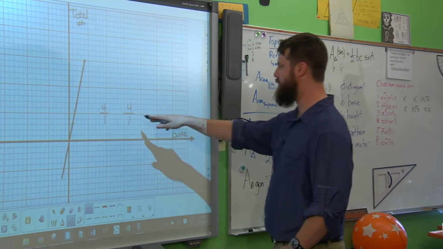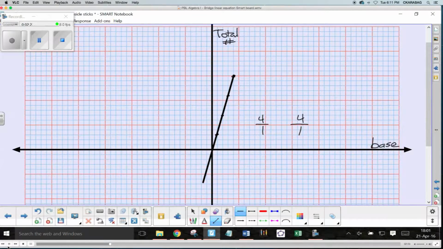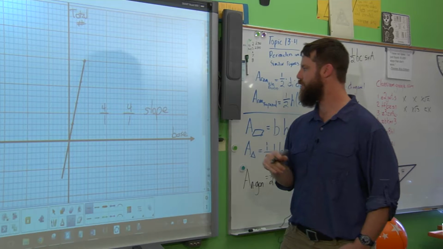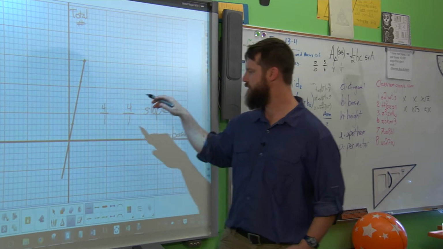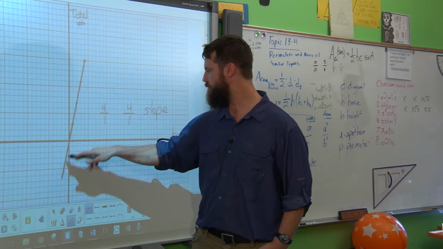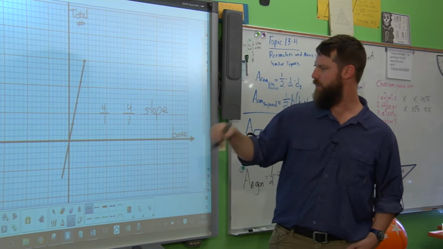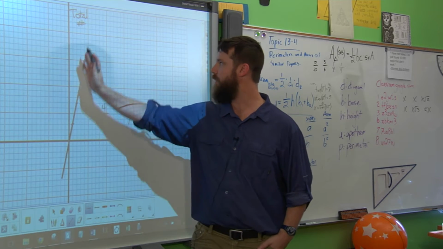So this concept here, we're talking about 4 up and over 1. This is what we call the slope of the line. It gives us an idea of how these points are all related to one another. There's another feature we see here. This is crossing this part down here. How do I know exactly where this is going to cross my axis? How can I figure that out?